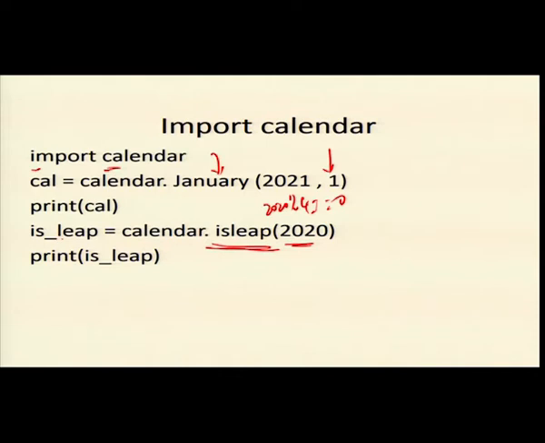So is underscore leap is a variable name equal to calendar dot isLeap of 2020. Now I am printing is underscore leap. So what will it print? It will print the result as true. If I give isLeap of 2019, what will it print? It will print the result as false. So this is how the import calendar works.